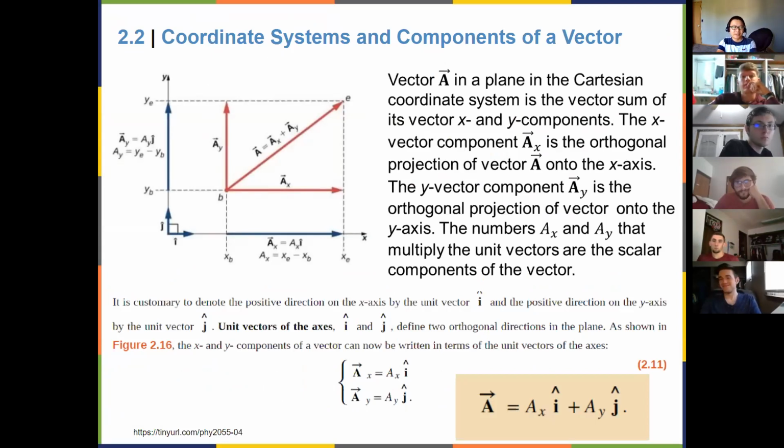You can set up the coordinate system x and y, and in that case you can express your vector in component form. For a 2-dimensional vector, you will have an x component and a y component. So this vector is equal to its x component plus its y component, where Ax is the x component and Ay is the y component.